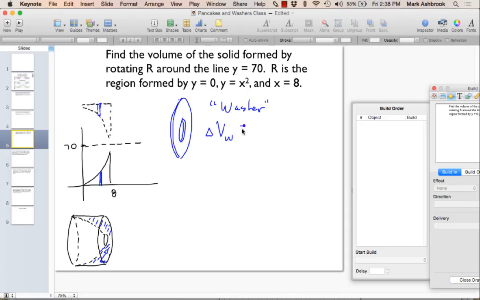So now what's the volume of a washer? Cylinder of the outside ring minus the cylinder of the inside ring. Is that what you're going to say? Yeah, it's like one big cylinder minus a smaller cylinder. So it's going to be volume outer minus volume inner.